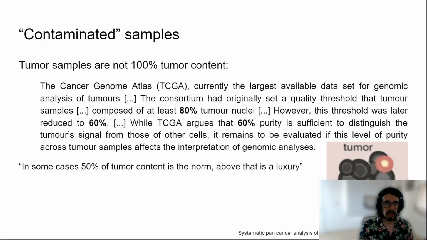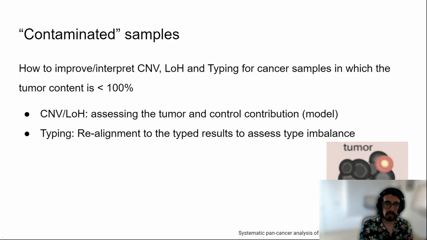So what we did in TumorLens is that we need to assess for that. We need to take this into consideration in order to improve the interpretation of copy number variation, loss of heterozygosity, and typing for the cancers that have less than 100% tumor content. For the case of copy number variation and loss of heterozygosity, I'm going to show a couple of examples. In this case, we need to reassess how much the control is contributing to the tumor. And for typing, we do realignment on the typing results to assess some typing imbalance.